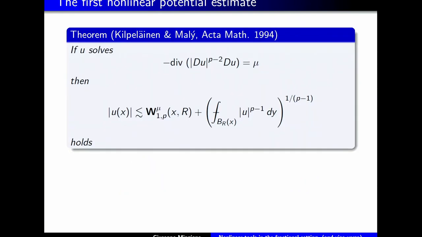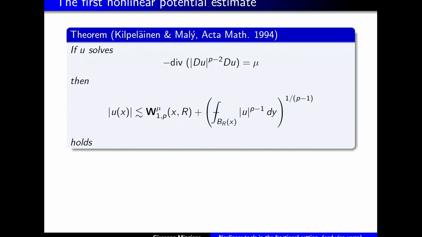And the first very, very nice result is due to Kilpeläinen and Malý. They proved that for this operator, and actually for any operator satisfying these assumptions, but even further, you can pointwise estimate u by the Wolff potential W_{1,p} plus this object. The real point is this one, because this is the localization object, which must be there when mu is equal to 0.